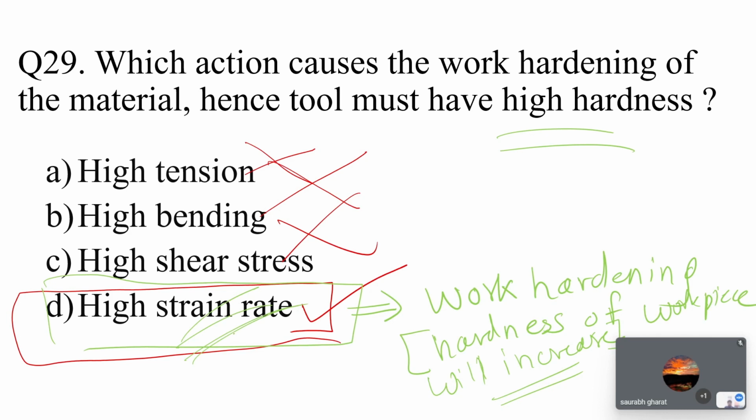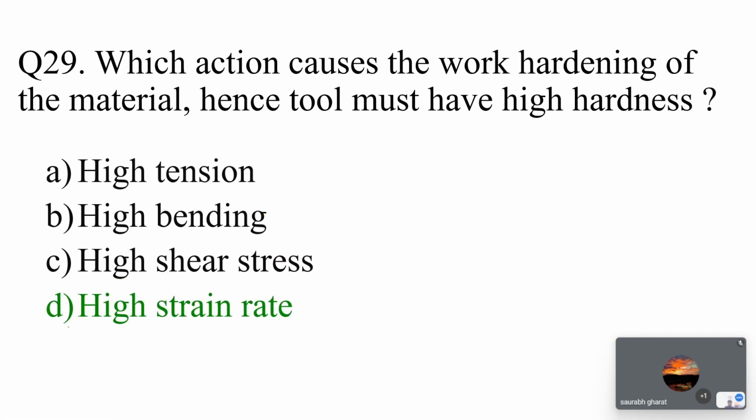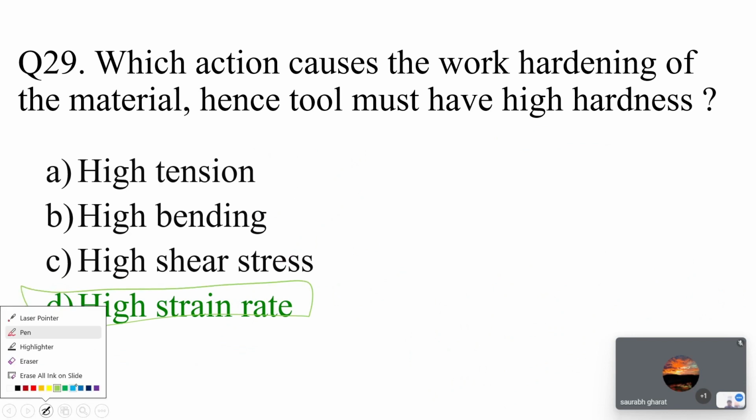So where the hardening, where the strain is actually taking place, more work will occur. The work will get harder, due to which hardness will increase, and due to which the tool must be harder to cut that material, which is strain hardened. This is the reason. High strain rate is the reason for that phenomenon.